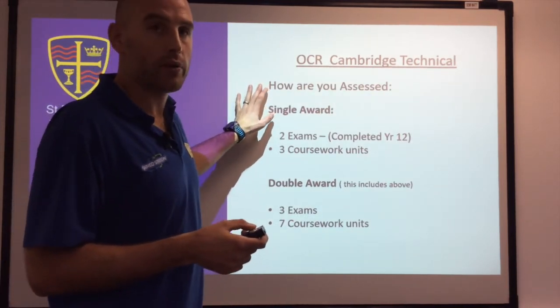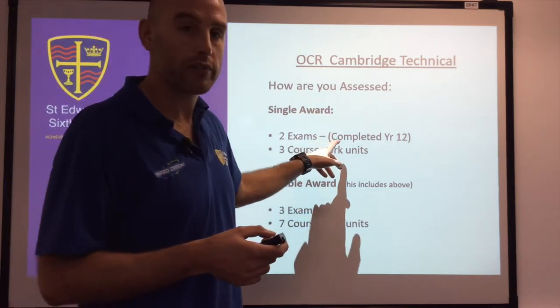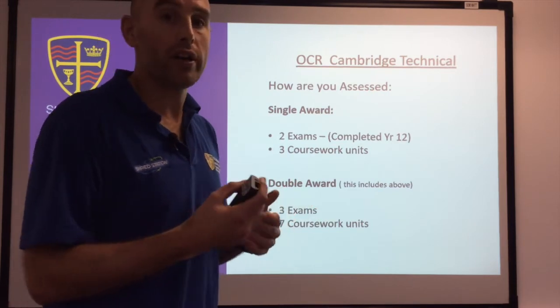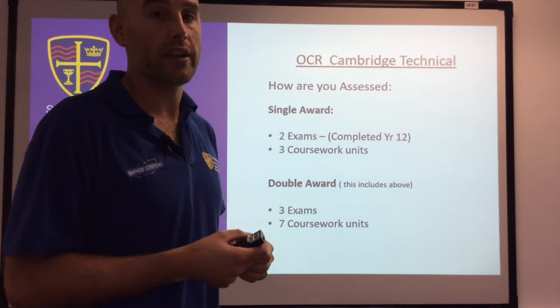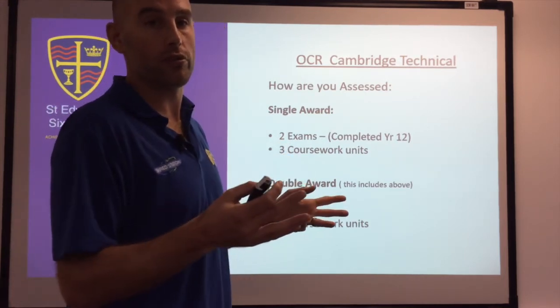How are you assessed then? Well, in the single award, you have to do 2 exams, and we do those in year 12. The reason why we do those in year 12 is if the exam doesn't quite go as well as you'd hoped, then you're able to resit it at the start of year 13. We then also do 3 coursework units that are assessed over the 2 years.